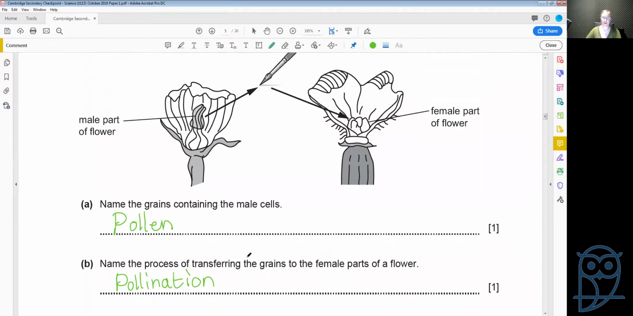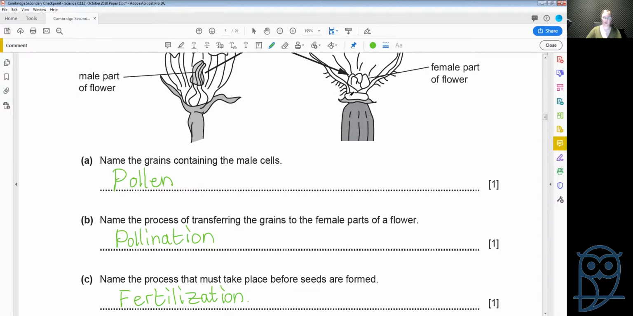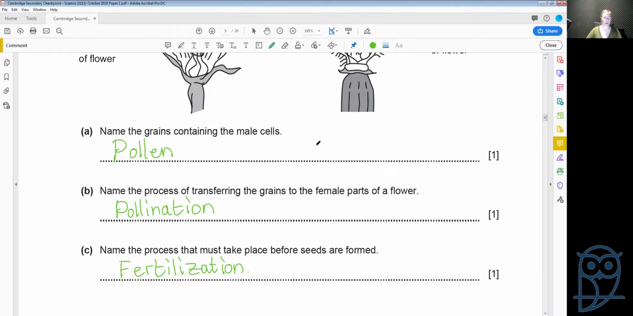So pollination is when pollen goes from one flower, or the male part of the flower, to the female part of the flower and then gets stuck there on the stigma. Then the male cell part of the pollen grains will get transferred down through the stigma into where the cucumber will form, where the seeds will form. The act of it actually sticking to the stigma is pollination.